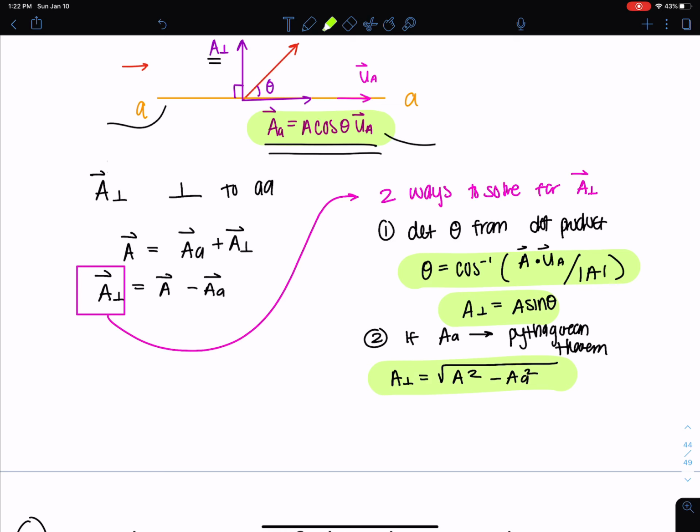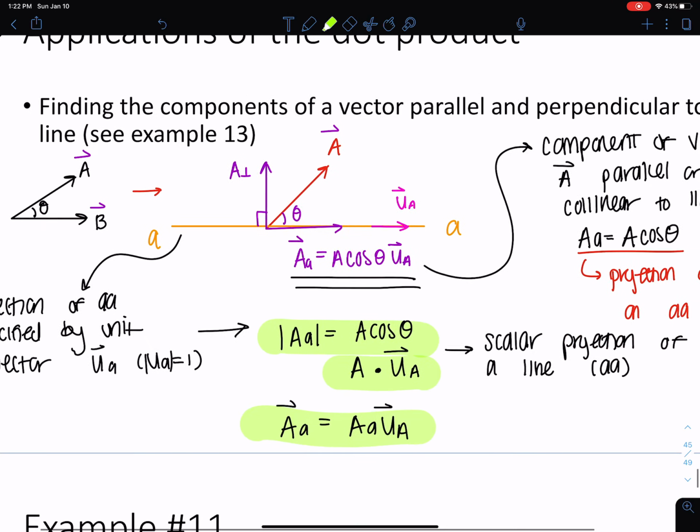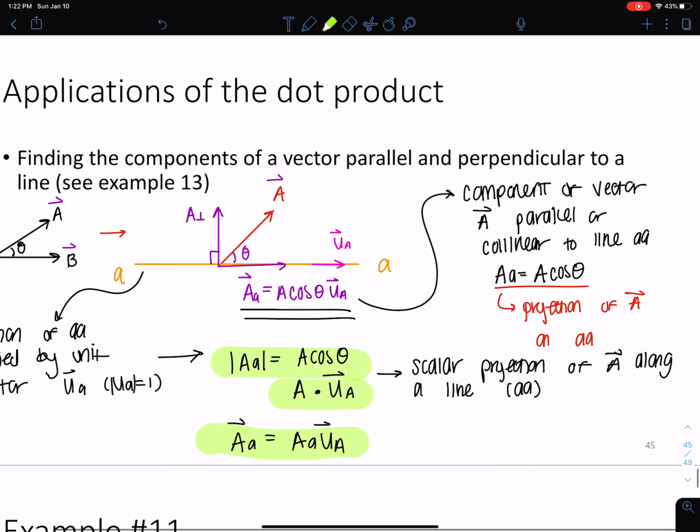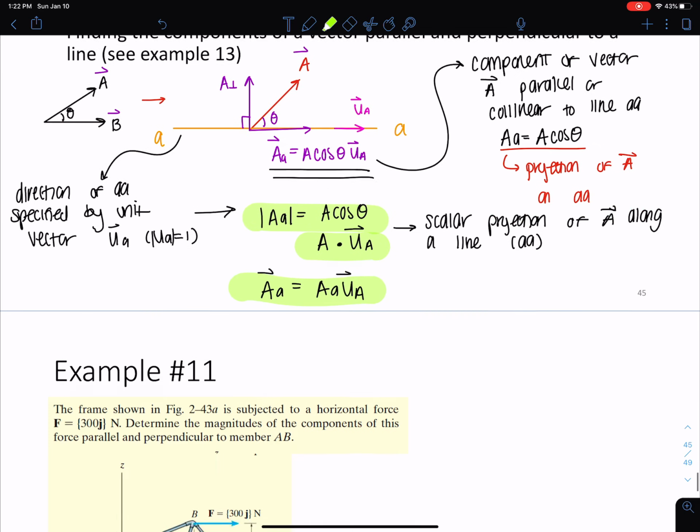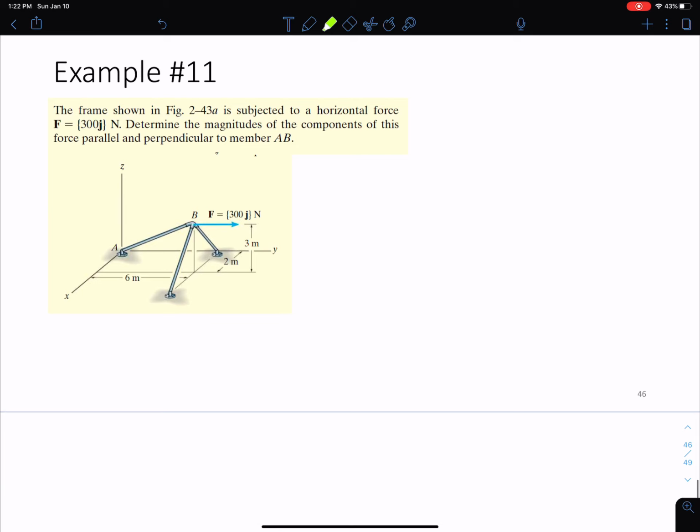So everything I've highlighted in green is probably something you should be familiar with. And I'm going to show you this application in example 11 right here. Okay, so example 11, what we have is a frame subjected to a horizontal force of 300 J, which means it acts on the positive Y, and it's purely in the Y. And we want to know what the magnitude of the components of the force parallel and perpendicular to member AB are. So this is member AB.